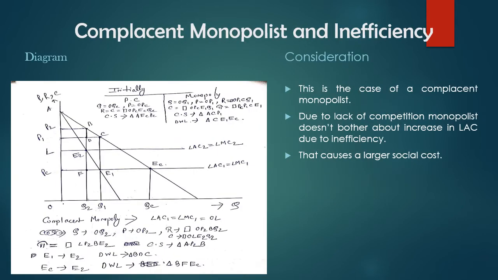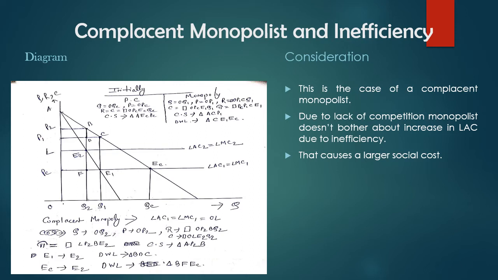Now we consider the case of a complacent monopolist. First, let us assume the normal demand and marginal revenue functions. Initially we will start with the case of lower long run average and marginal cost. So LAC1 equals LMC1, which indicates the long run average and marginal cost of the firm. If it is a competitive market, the equilibrium point of the firm will be EC. At that time we will see that revenue equals cost, so the firm will be enjoying normal profit.